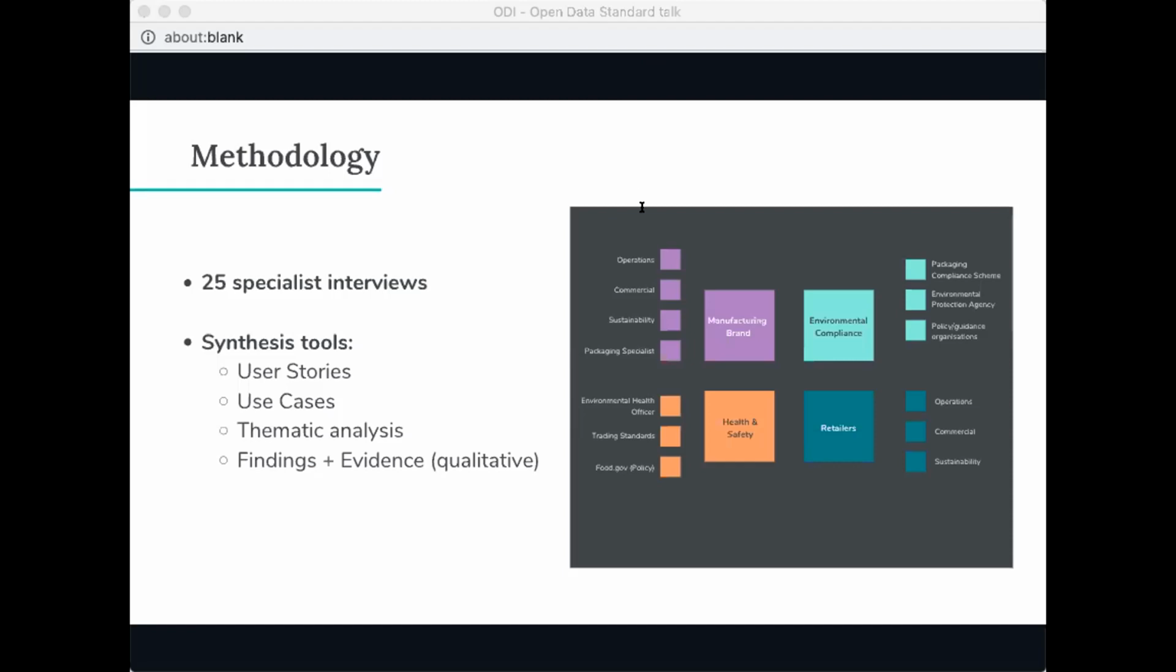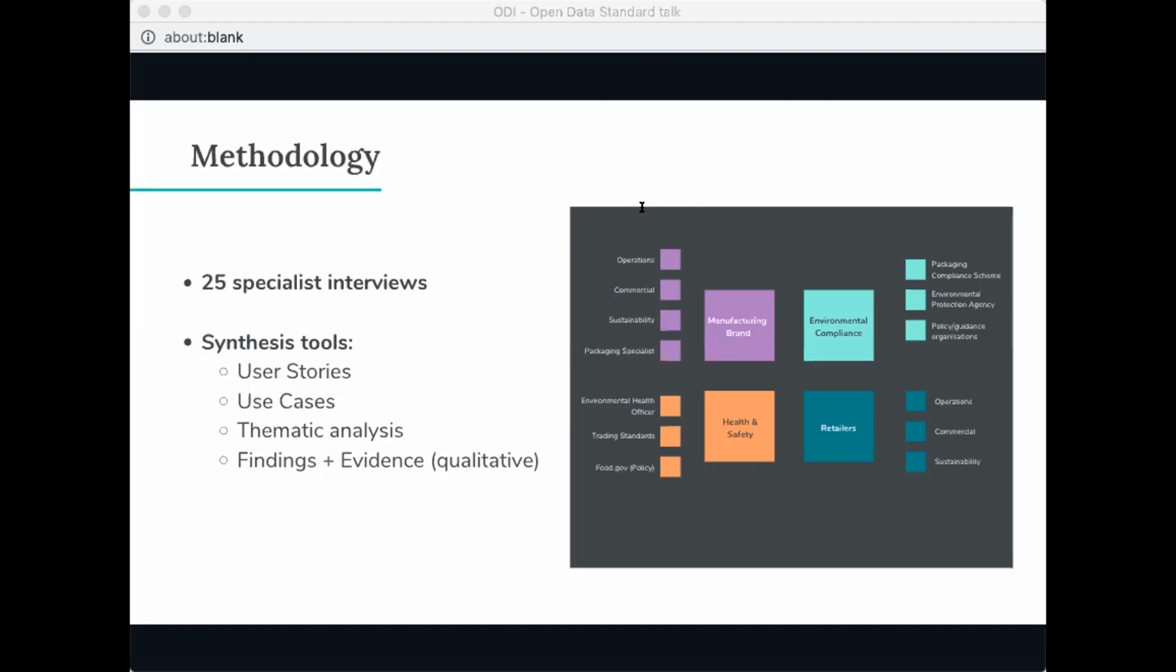So we identified the manufacturing category. These are the brands who produce the consumer goods which are packaged. So think of your Nestlés or your Unilevers. We also identified a category of retailers and supermarkets. So they're the companies that have the relationship, obviously, with the individual consumer.